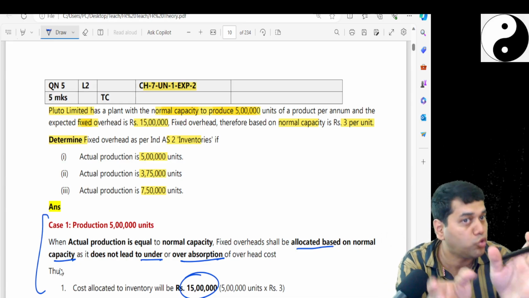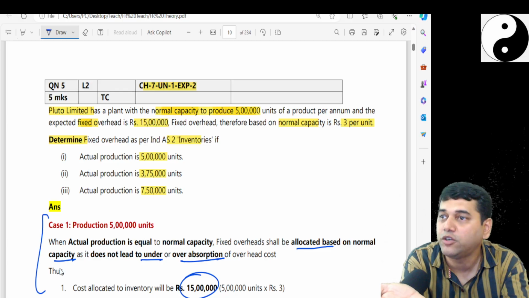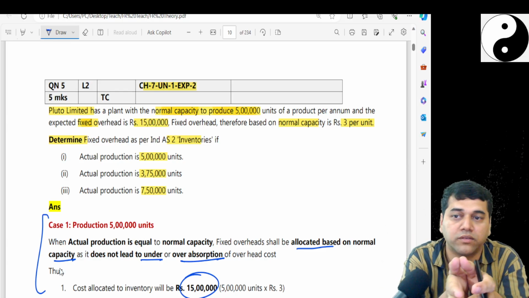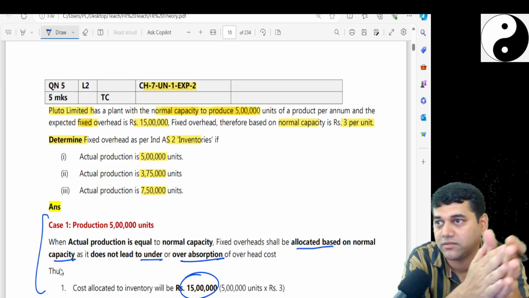See, one thing is you know it. You know 5 lakh into 3 rupees. But how do you tell that so that you get full marks? You have to tell like this. Clear?